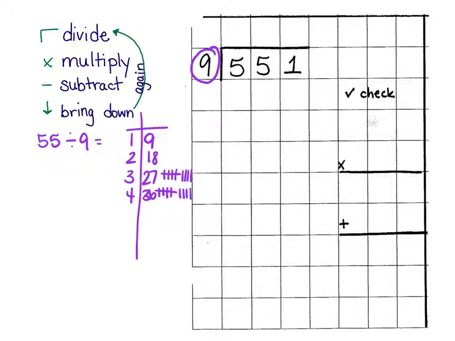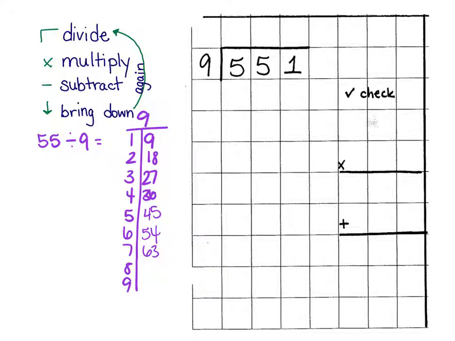And you're going to keep figuring it out until you have all the way to 9 times 9. So you have 5, 6, 7, 8, and 9. Okay, pause the video, find the rest of these. Alright, 9 times 5 is 45. 9 times 6 is 54. 9 times 7 is 63. 9 times 8 is 72, and 9 times 9 is 81.